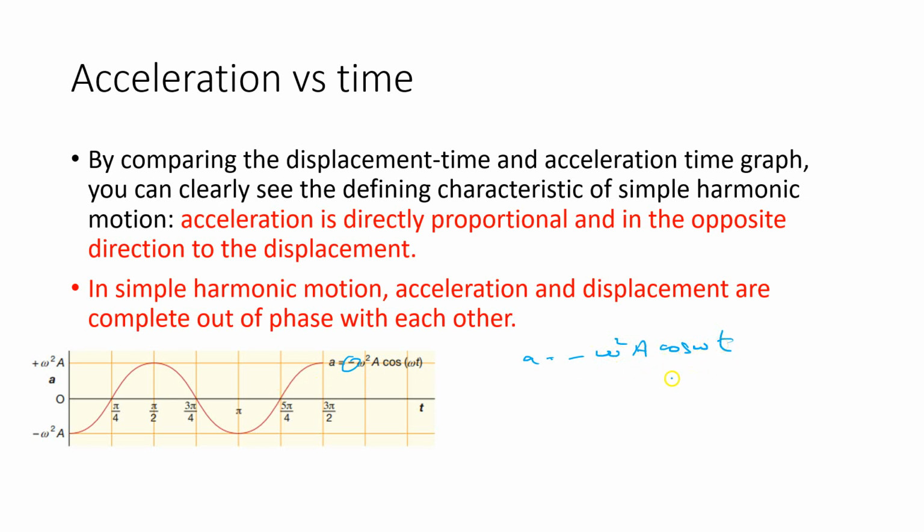This tells us that the system is starting at this location, which means the displacement is from the amplitude. By comparing the displacement and the acceleration time graph, you can clearly see the defining characteristics of simple harmonic motion. It says that acceleration is directly proportional and in the opposite direction to the displacement. In simple harmonic motion, acceleration and displacement are completely out of phase with each other.